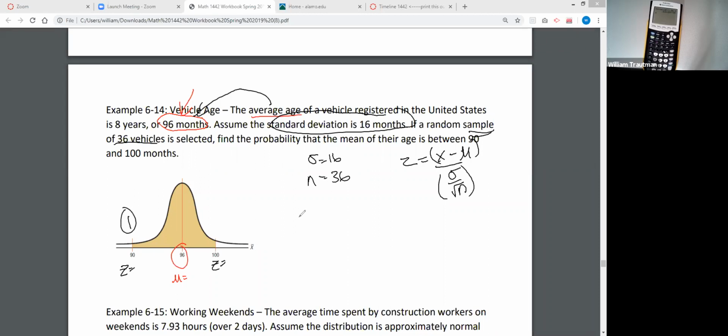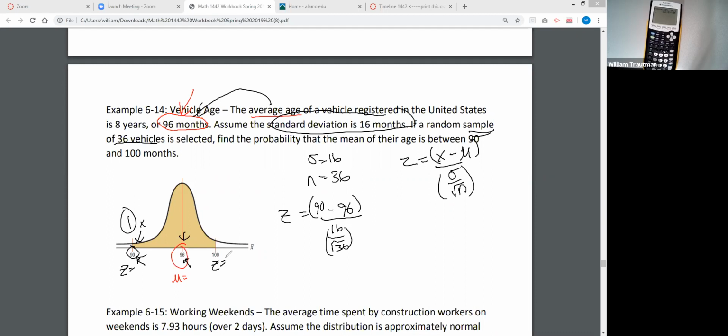The first one, Z equals the X value minus the average. The average was 96, divided by standard deviation over the square root of N, and N is 36. Wait, why did I put X there? There should have been the value. The value was 90. There's 90, there's the average. So it should be 90 minus 96.